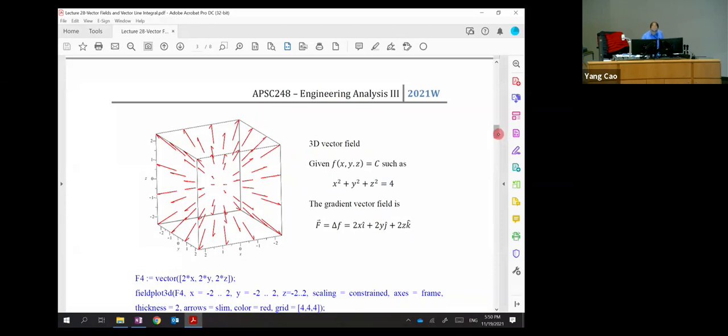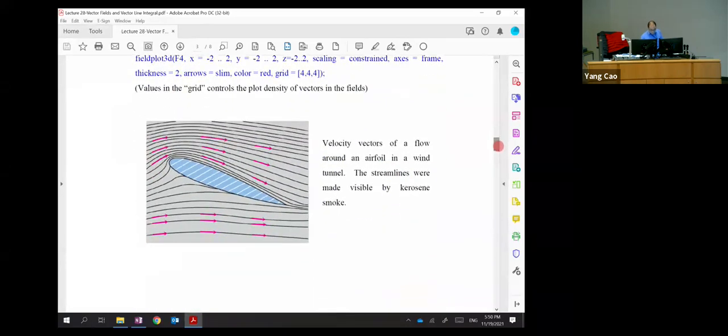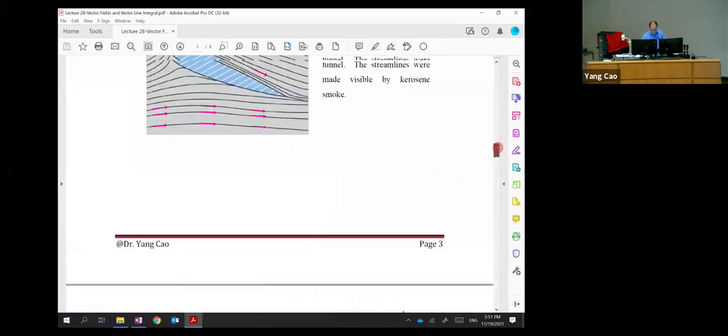Okay. Vector fields are also very useful. This is an example. If you have an airfoil and you want to study its aerodynamics, what you do is place it in a wind tunnel and blow smoke into the wind tunnel, and you can look at essentially the velocity of the wind across the cross section of this airfoil, right? And that gives you some sense of how good a design your airfoil is. And there are many other applications of vector fields.